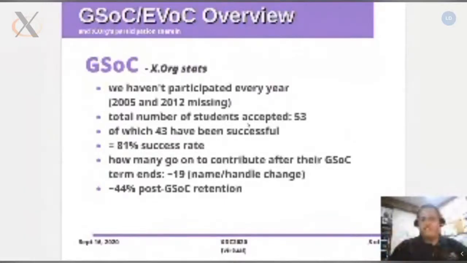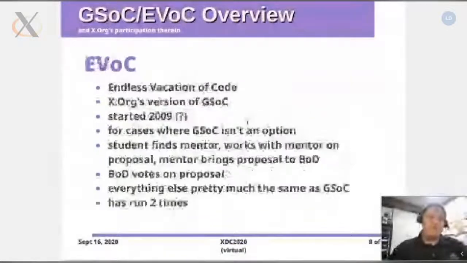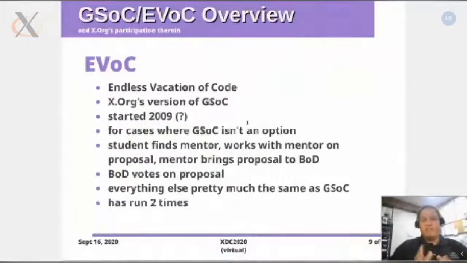What I don't know how to track is how many students, just because they might do an XOrg GSoC, maybe become an open source contributor in another project. So I don't know how to track that. But for our project alone, that's a 44% post-GSoC retention rate, which I think is phenomenal. So I have about a minute left.